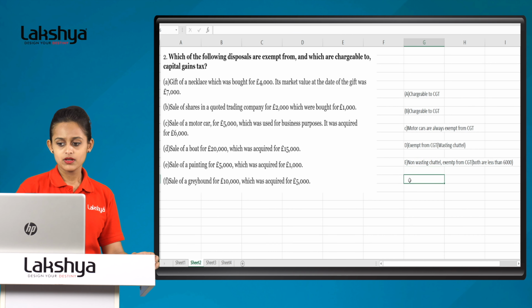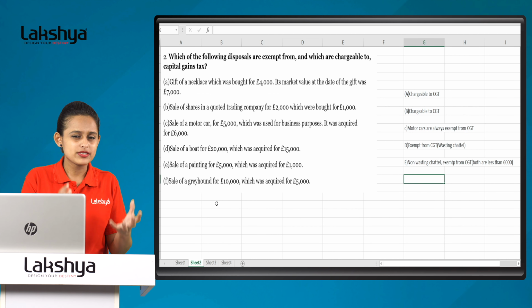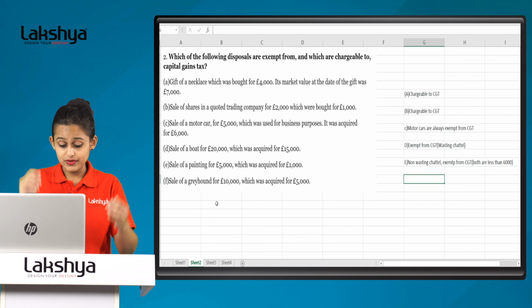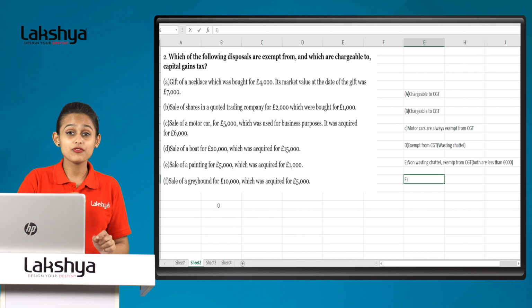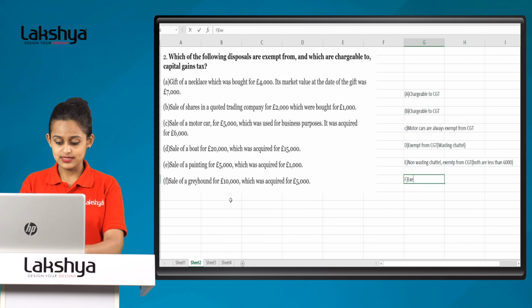All right. Then next one, sale of a greyhound for 10,000, which was acquired for 5,000. It's a greyhound. It's a dog. Is this a wasting chattel or a non-wasting chattel? It's a wasting chattel. If it's a wasting chattel, it's always exempt, except for those that are eligible for capital allowance. We know here there is no capital allowance. So I'm going to write exempt.